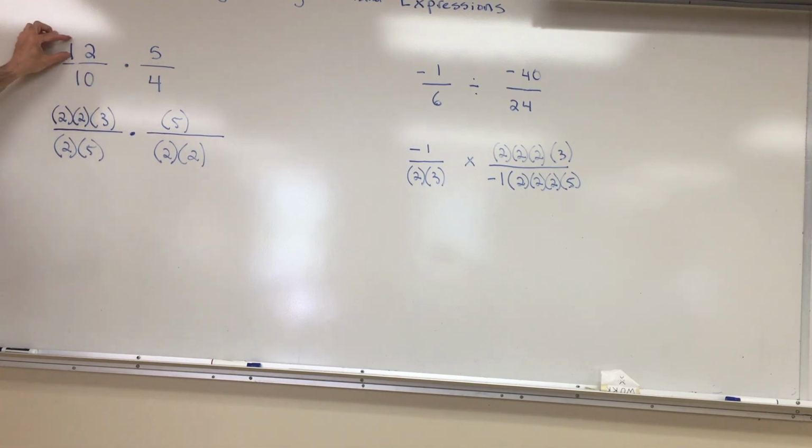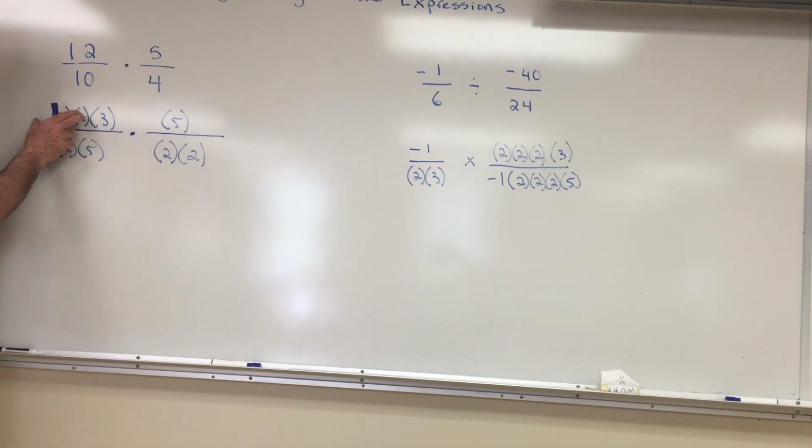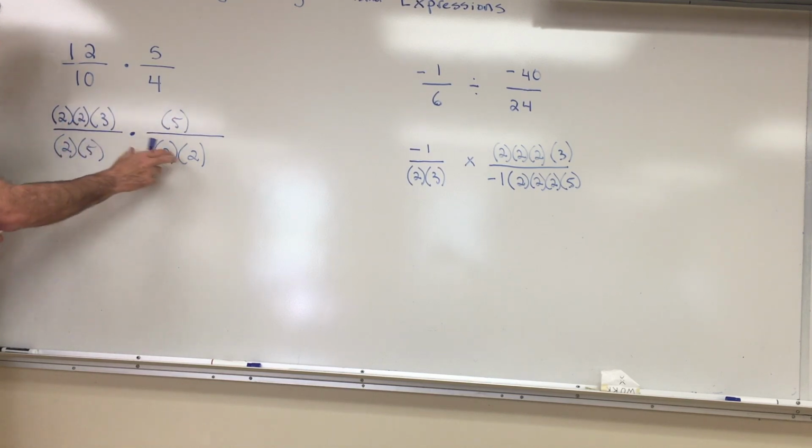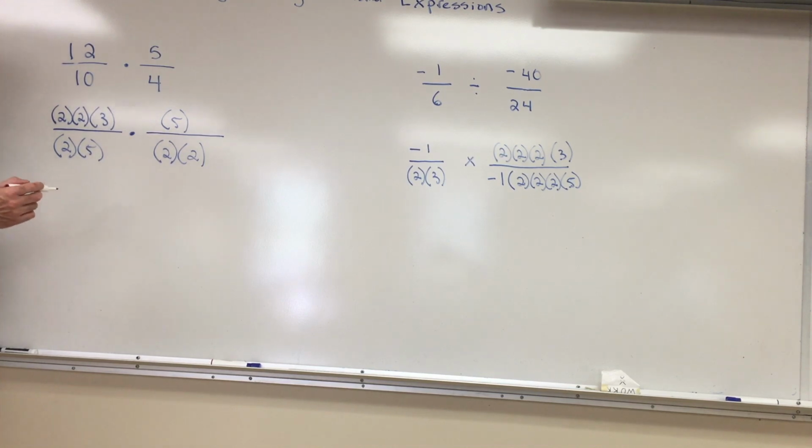I'm going to express each numerator and each denominator as products of prime numbers. So for instance, 12 can be expressed as 2 times 2 times 3. 10, we can express as a product of its prime factors, 2 times 5. Now, we know when we multiply all the entities in the top and all the entities in the bottom, we can cancel out common factors, top and bottom.